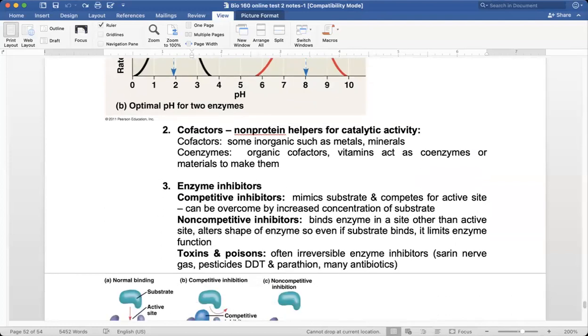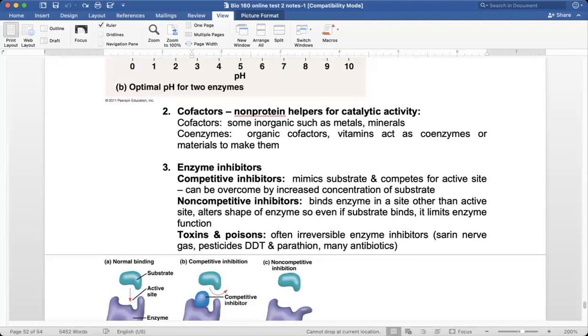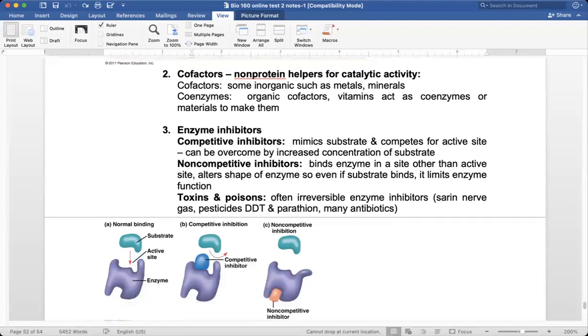So cofactors, these are going to be non-protein helpers. So a cofactor would be something inorganic like a metal or a mineral. That's one of the reasons why they're so important in our diet, is they act as cofactors in there. Coenzymes are the organic ones. So these would be your vitamins. When we look at metabolism, B vitamins are actually a very common cofactor for a lot of those enzymes.